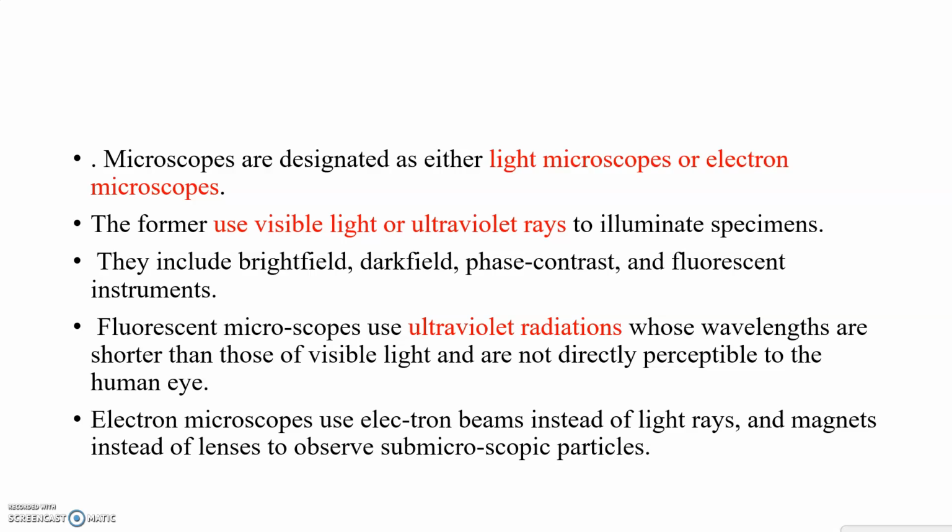Next, microscopes are designated as either light microscopes or electron microscopes. The light microscopes use visible light or UV rays to illuminate specimens, and they include bright field, dark field, phase contrast and fluorescent instruments. You are familiar with this microscopy. In the last year you have studied in detail. Fluorescent microscopes use UV radiations whose wavelengths are shorter than those of the visible light and are not directly perceptible to the human eye. So shorter than visible light. Electron microscopes use electron beams instead of light rays and magnets instead of lenses to observe submicroscopic particles.